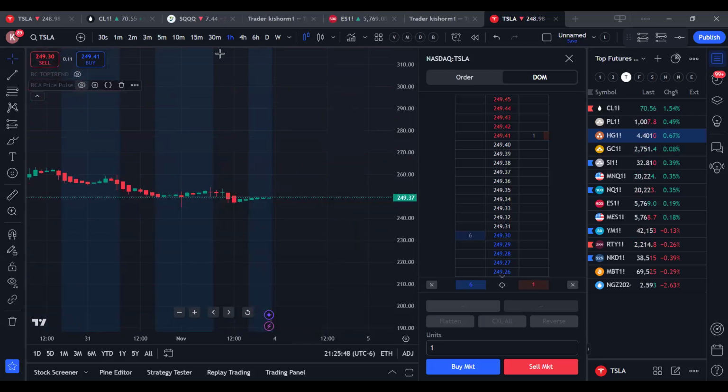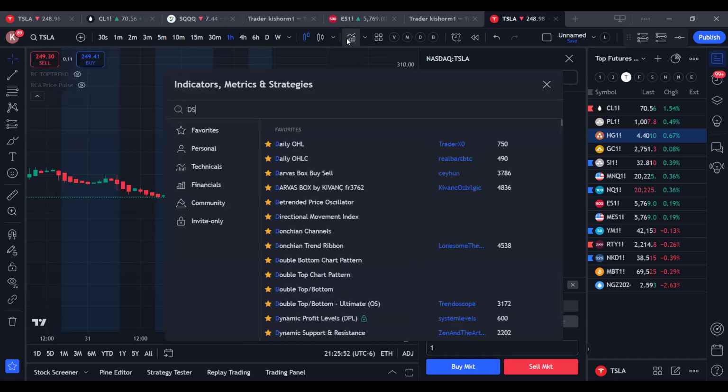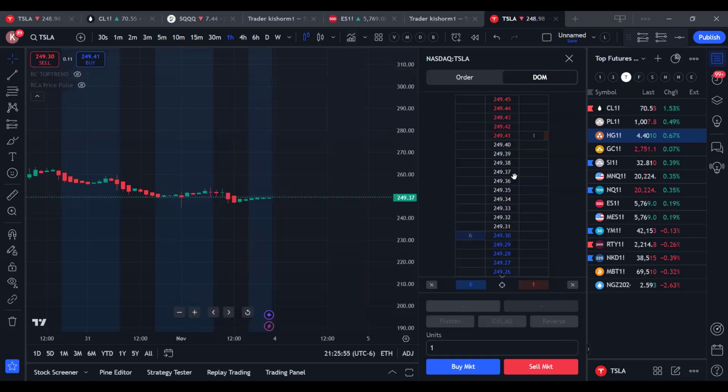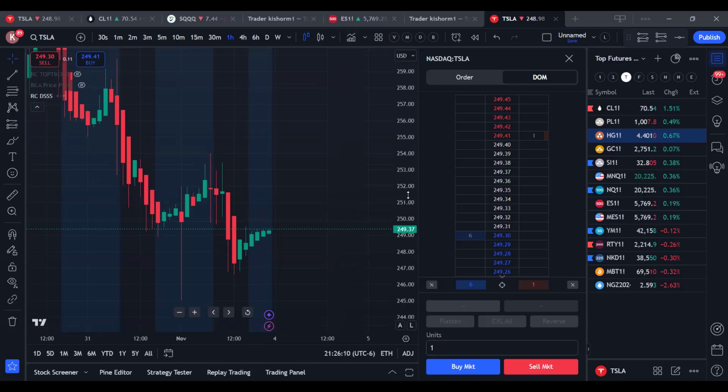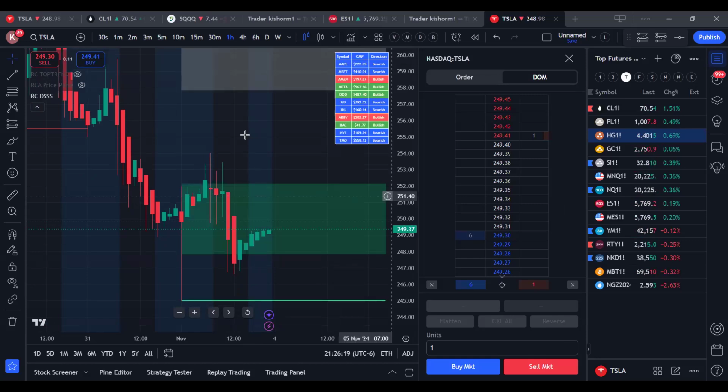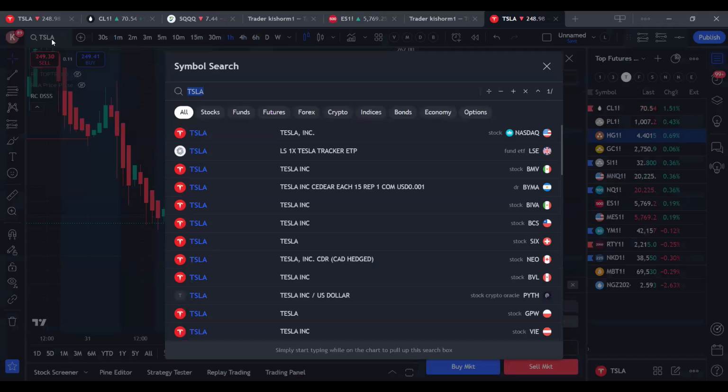Okay. Yes, if I go here and open DSS, for example, it is telling Meta is looking bullish, QQQ is looking bullish, Bank of America is looking bullish. So now I can go to Meta.